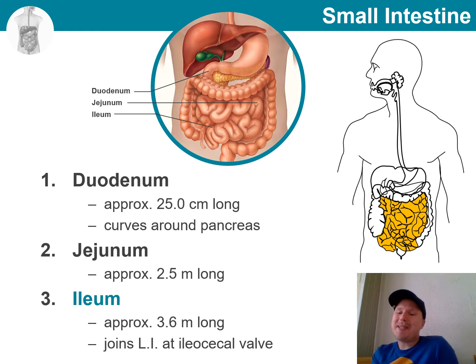Anyway, ileum is about 3.6 meters long, which is approximately 6 feet, I think. This is the last part, so it ends at a point where the small intestine attaches to the large intestine. This is at the lower right part of the abdomen. And since the first part of the large intestine is called the cecum, the sphincter that is located here is known as the ileocecal sphincter.